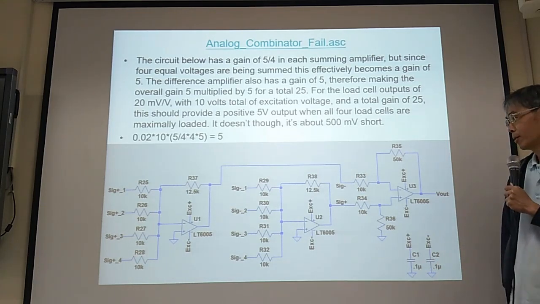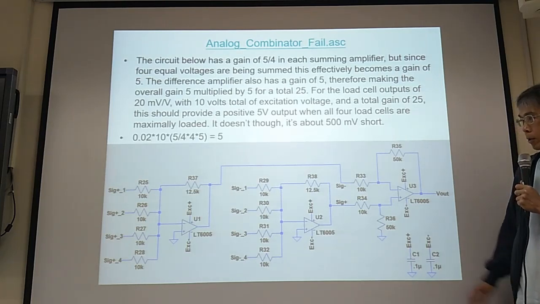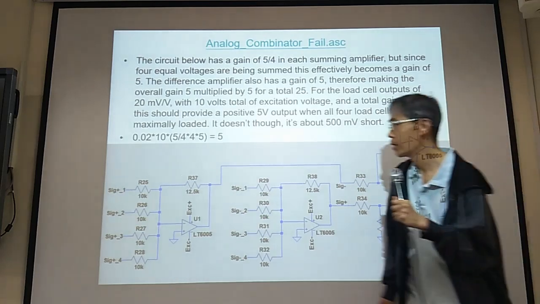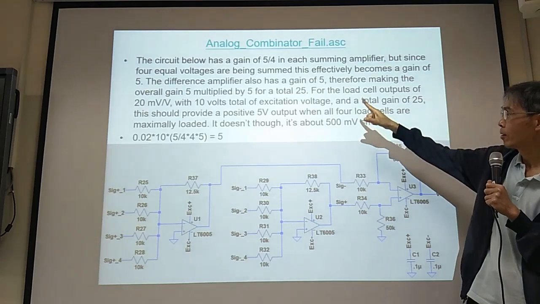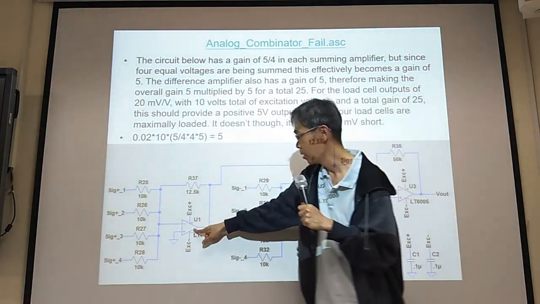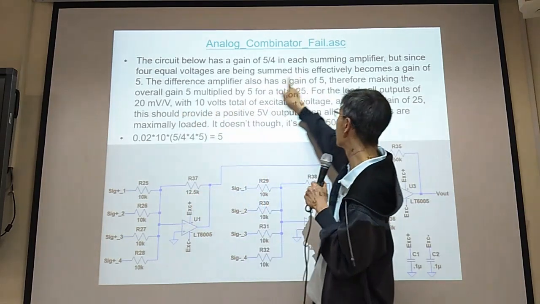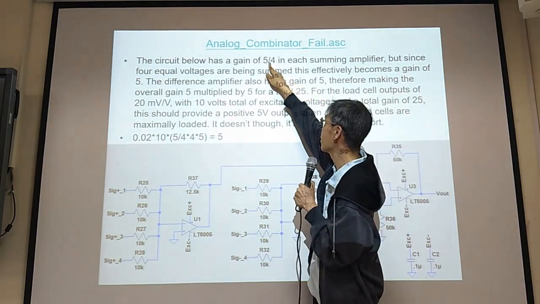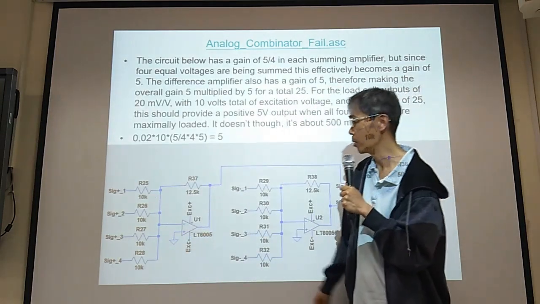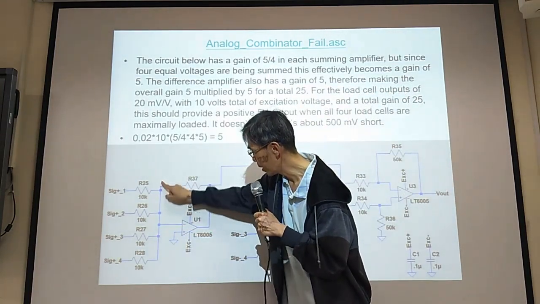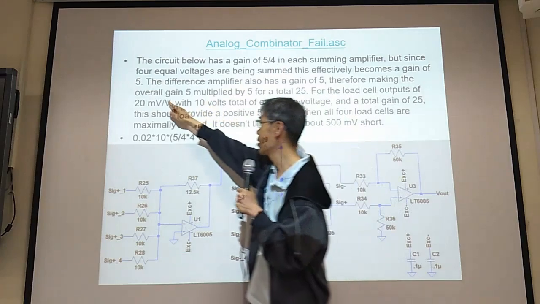Okay, so now you need to create this, and what I'd like to tell you is the gain of this OP. So this is 10K, this is 12.5K, so the gain is 5 divided by 4. The ratio is the gain for each one. But we have 1, 2, 3, 4. They are added together. So actually, 5 divided by 4 times 4 is 5.